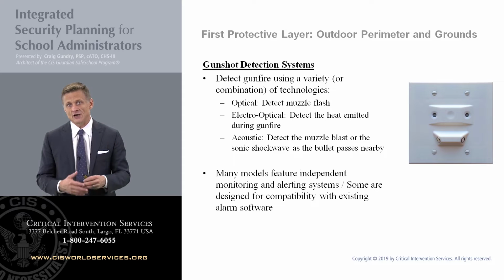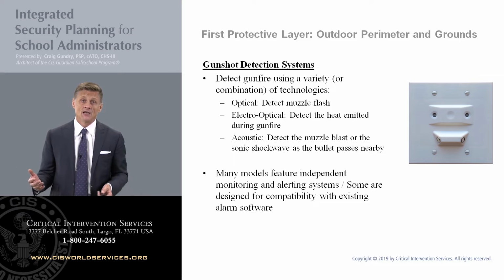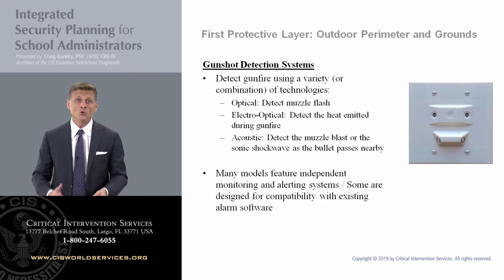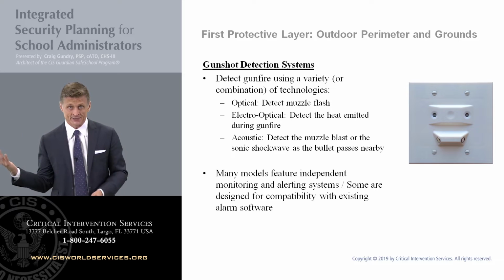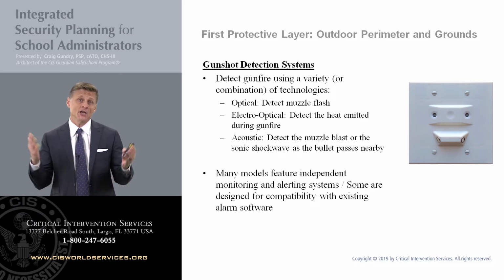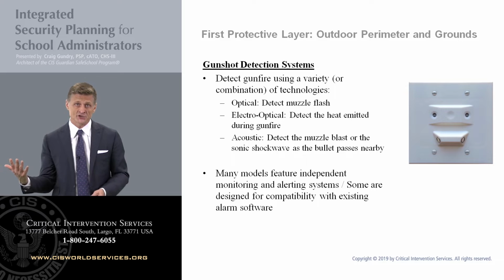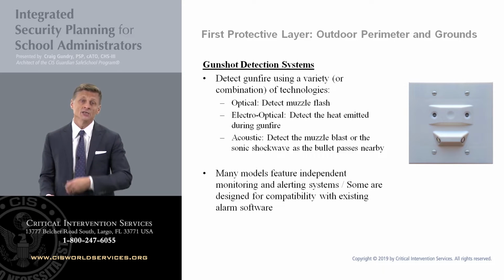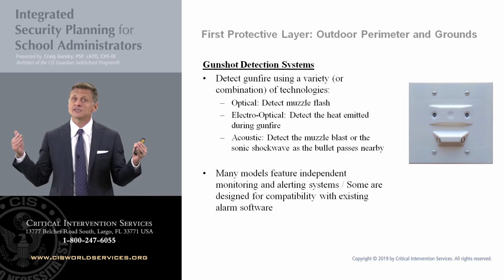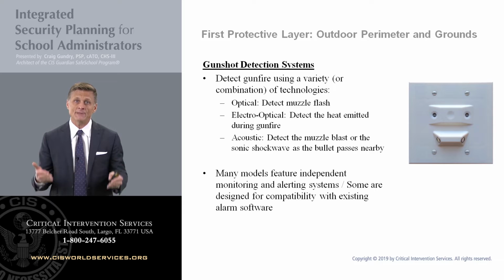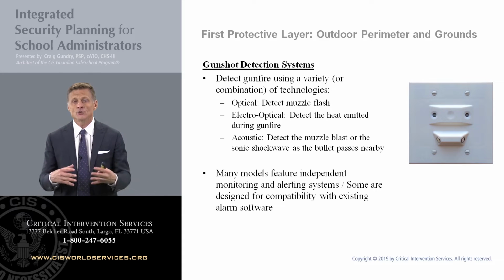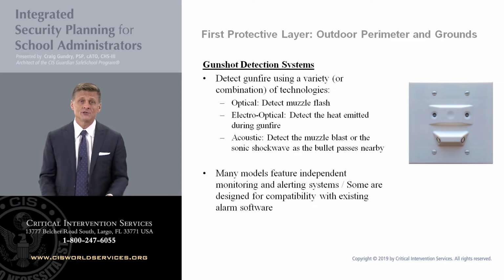Now, many of the models of these systems that are out there on the market feature independent monitoring and alerting systems. In other words, a standalone software package, or perhaps a monitoring system or station somewhere that, when a gunshot signal is detected, audibly listens to it to verify the fact that it is a gunshot before it initiates some type of alert. Other types of sensor systems can just simply integrate with an existing security management software, such as Secure 9000 or some other similar type of system that integrates intrusion detection sensors.